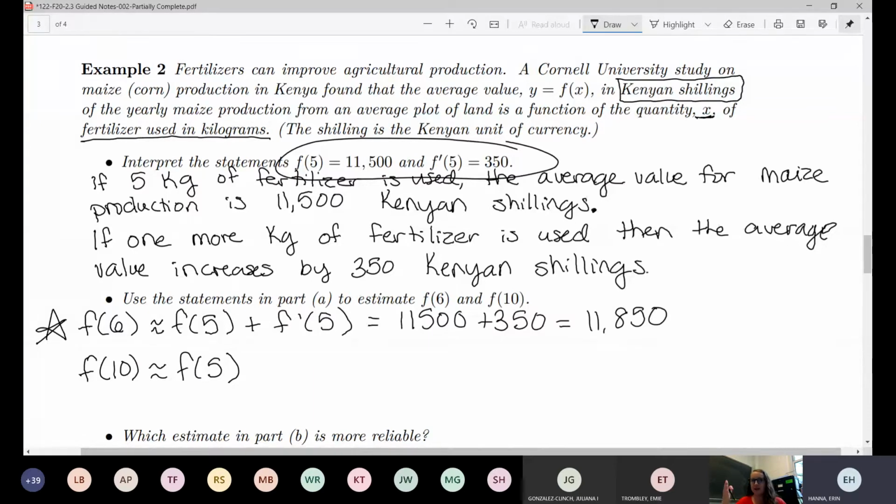Well, if that derivative value is telling me that if I increase by 1 in the x direction, well, if I want to get up to f of 10, then I didn't increase by 1, I increased by 5. So what I essentially need to do is take that derivative value and multiply it by 5.